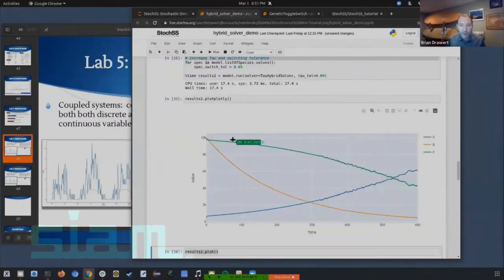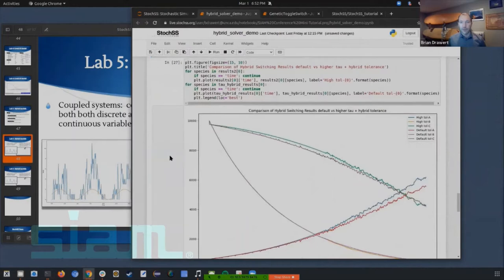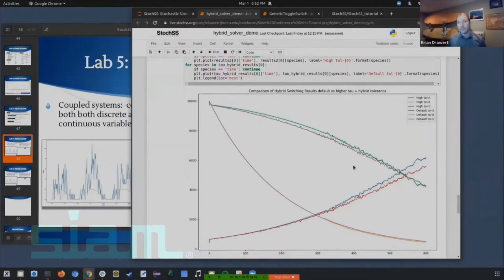Okay, so now you can see as I move my cursor, that it's smooth along here, and then right here it becomes stochastic. So the idea is that when it's above this particular tolerance value, you get smooth, deterministic dynamics. And when you fall below some threshold, we switch to stochastic dynamics. So that's what you're seeing here. And then you can see a comparison of these two on top of each other.